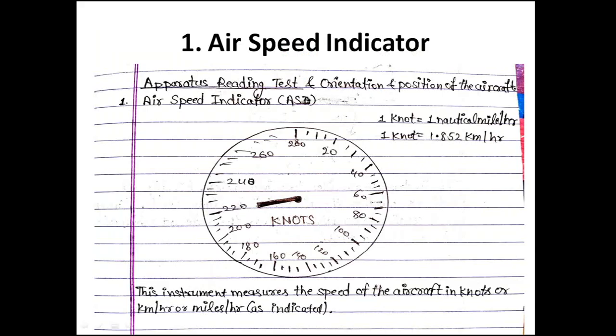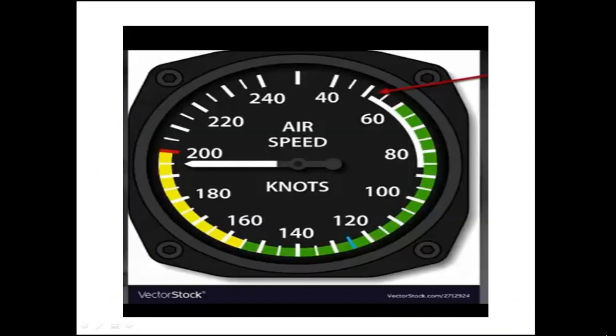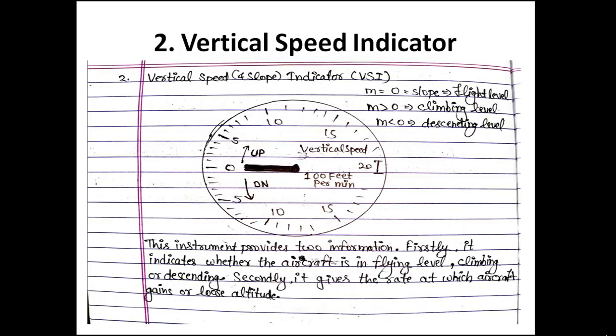Now, airspeed indicator, ASI. This instrument measures the speed of the aircraft in knots, kilometers per hour, or miles per hour as indicated. 1 knot is equal to 1 nautical mile per hour, which is equal to 1.852 kilometers per hour. You have to read it as you read the speedometer of a car or bike. This is the actual instrument, the color image of the airspeed indicator, ASI.